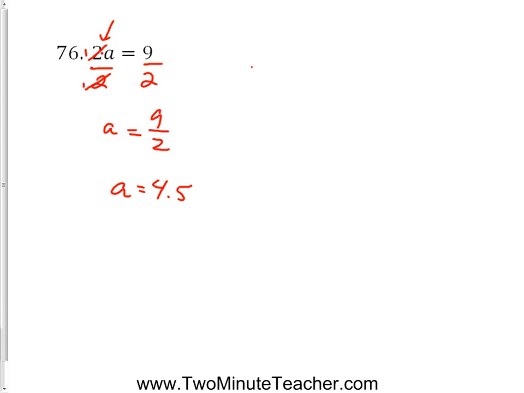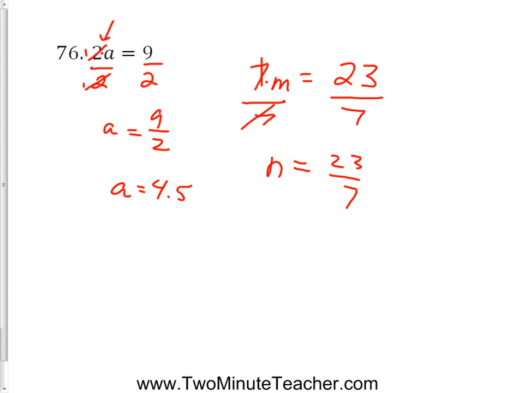All right, so let's say it had been 7m equals 23. Again, I've got to get rid of the 7. It's being multiplied. How do I undo multiply? With divide. Final answer, m is equal to, after these cancel off, 23/7. So just divide by that number in the front. All right, I guess the better, safer thing to say is do the opposite of whatever has been done to the variable. So let me give you one more example.